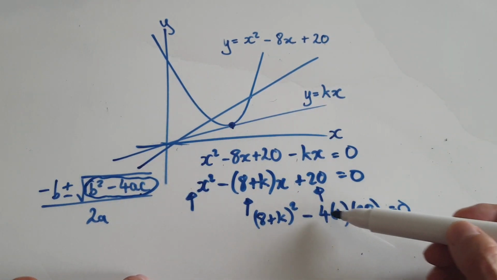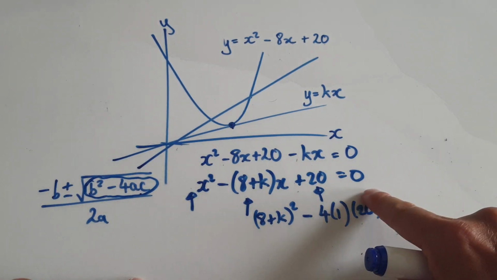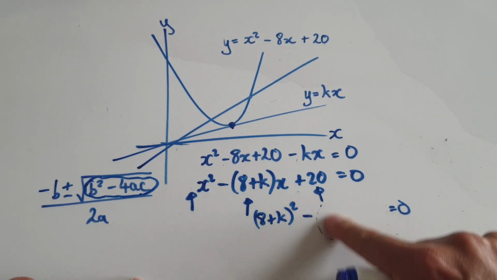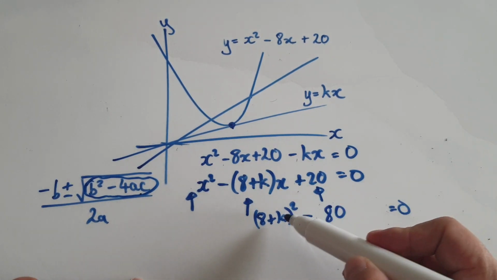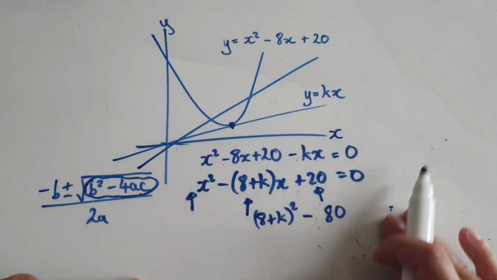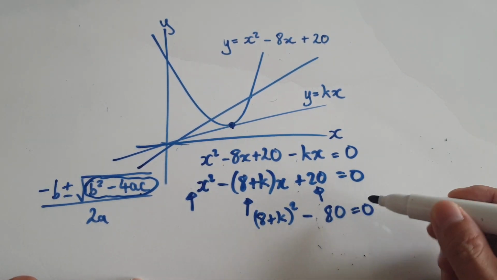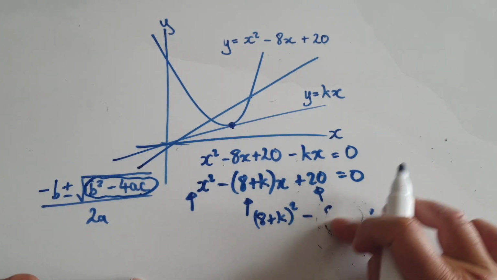So now let's merge these three things together. So 4 times 20, that would be 80. So now make k the subject. You're trying to find a value of k. So, equals 0. So now add 80 to both sides. So that will then give us this.